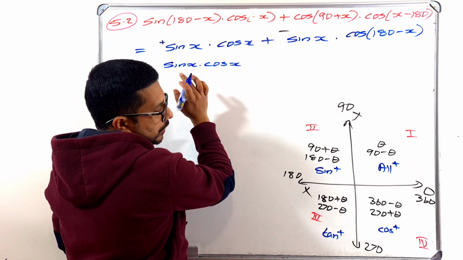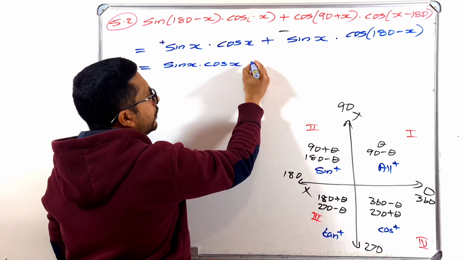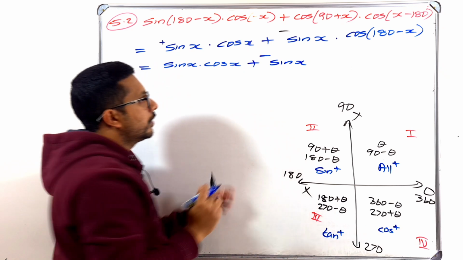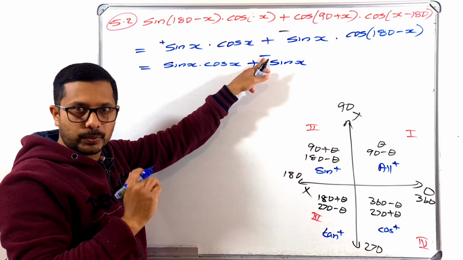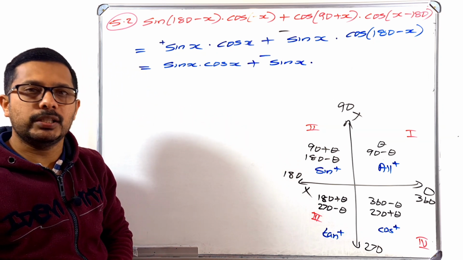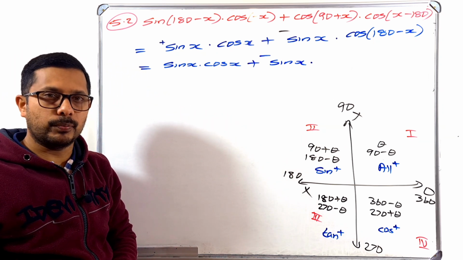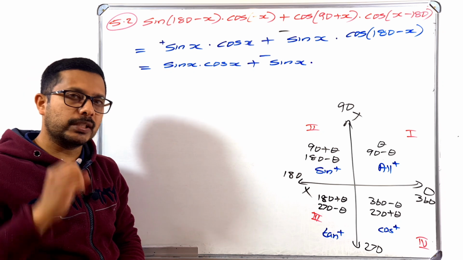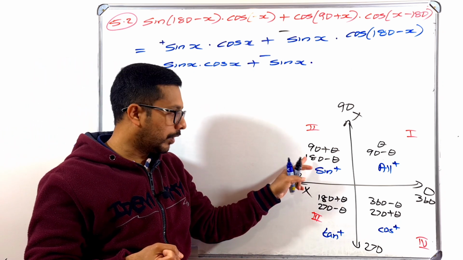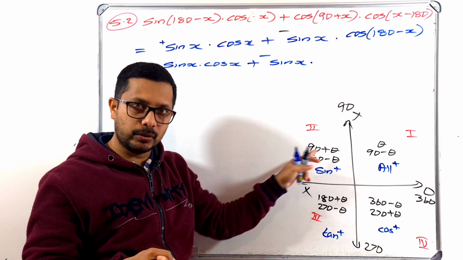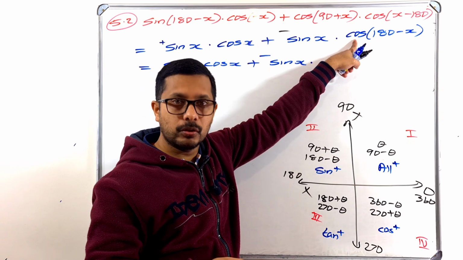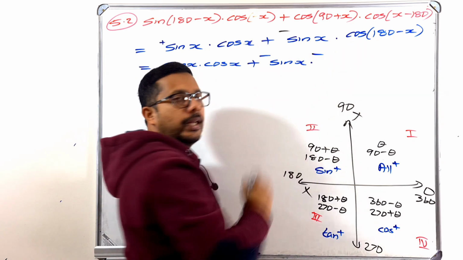Minus. Okay, let me write it once more. Plus minus sin x, look at where I wrote the minus on top. Then times cos of 180 minus x. Now we have to apply the reduction formula. So I'm going to ask myself, 180 minus x is in which quadrant? Second quadrant. In the second quadrant, what is positive? Sine. Here what? Cos. So it is negative.